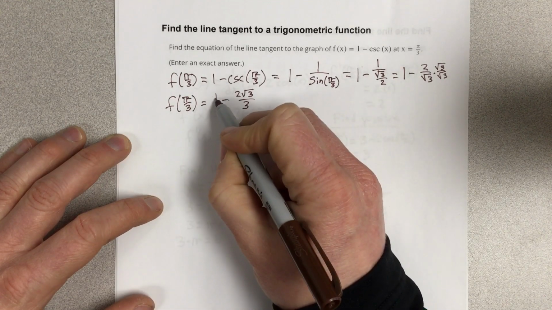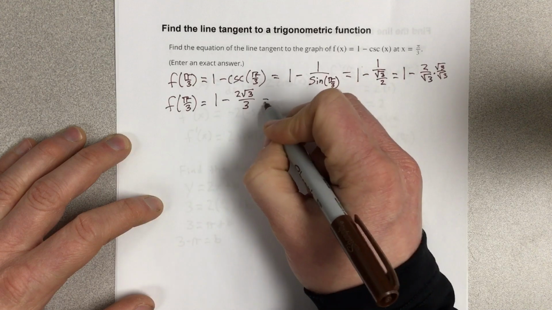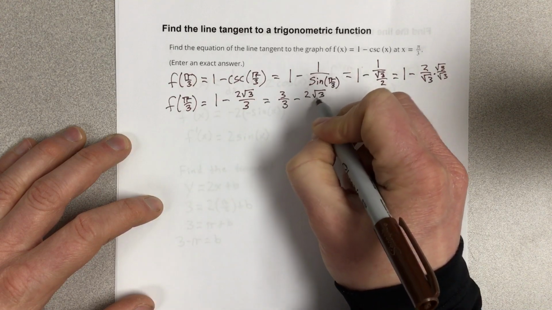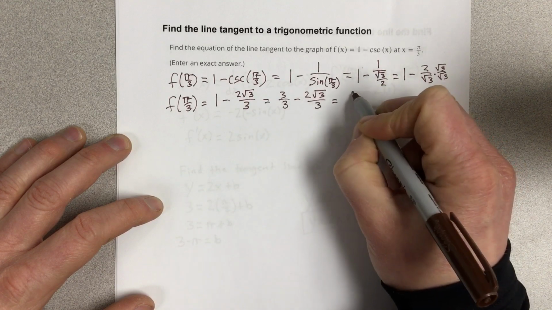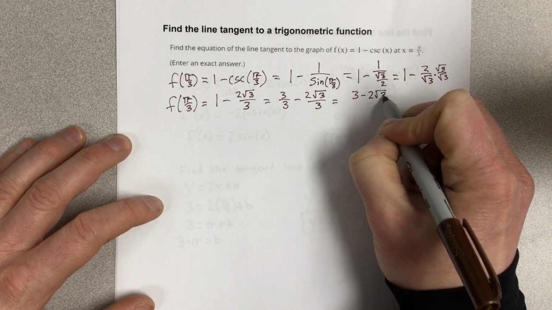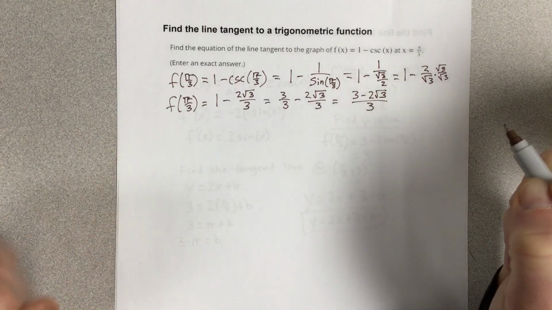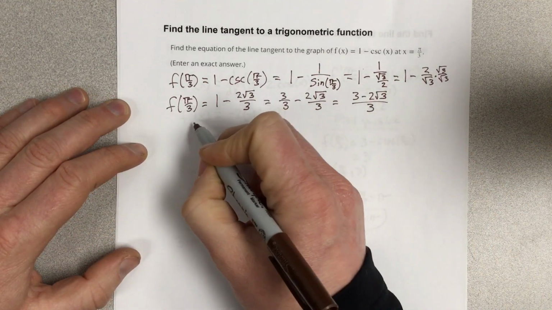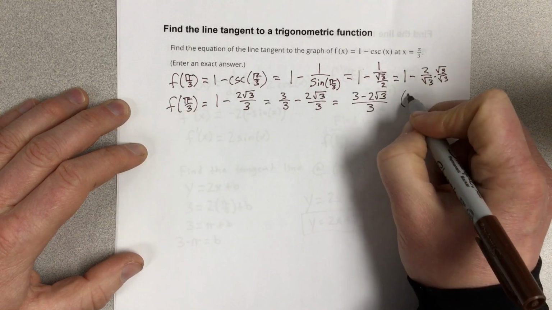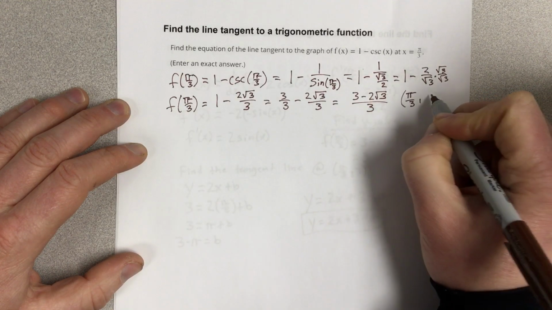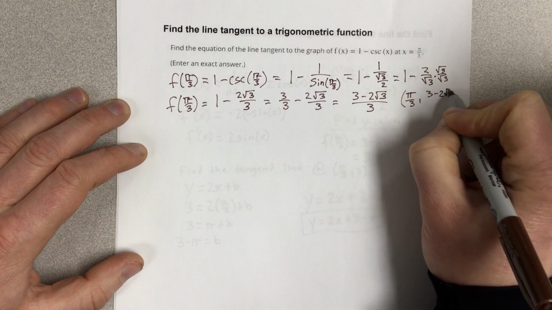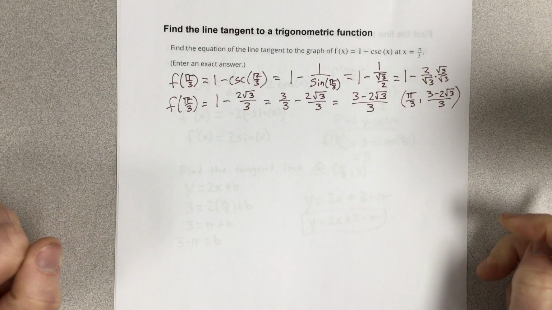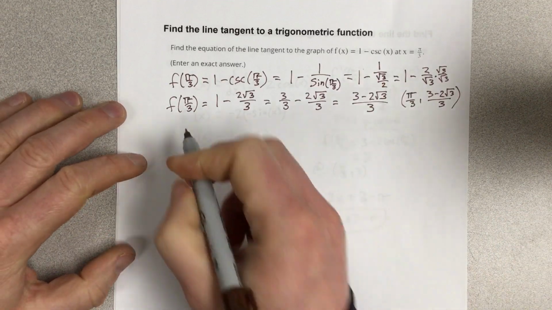Let's find a common denominator here. That would be 3 over 3. So I end up with 3 over 3 minus 2 root 3 over 3. So I end up with 3 minus 2 root 3 over 3 for the y value. So now I'm going to go ahead and say that this coordinate would be pi over 3, comma, 3 minus 2 root 3 over 3.